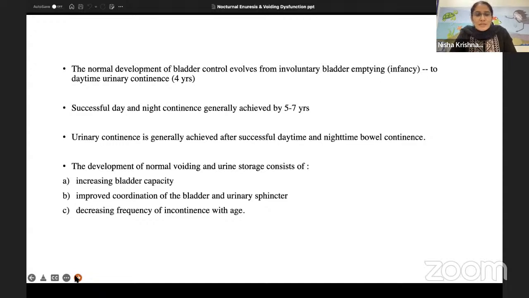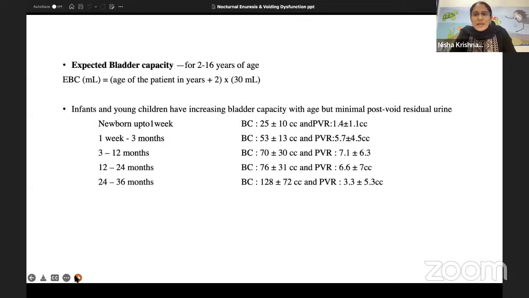Now, what is important to understand is that in the development of normal voiding and storage functions of the bladder, we look at various aspects. One is the increasing capacity of the bladder. Second is the improving coordination of the bladder as well as the sphincter in terms of what relaxes when the other contracts, and the decreasing frequency of incontinence and improvement in bladder control over a period of time. As a rough calculation, we know how to calculate the bladder capacity for a child anywhere between the age of 2 to 16 years. That's a very simple formula where we do age plus 2 into 30. And then there are also these values which can be used for newborns up to the age of the first 2 to 3 years.